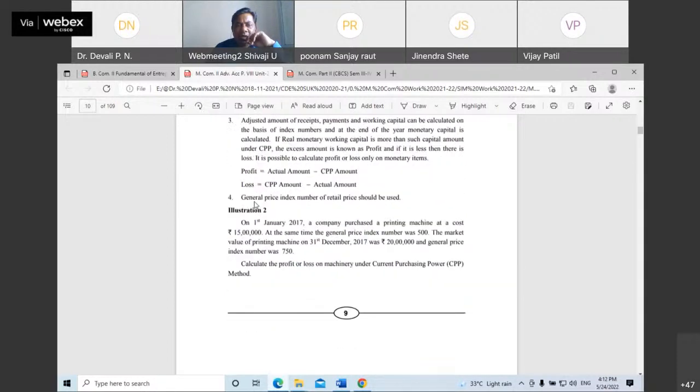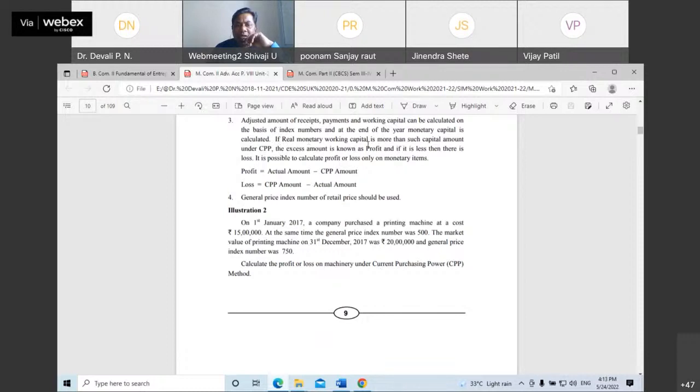Now there is another very important point under this CPP method: adjusted amount of receipts, payments, and working capital. This is about how to get the working capital, and how the payments and receipts related to the business are going to be adjusted. They can be calculated on the basis of index numbers. And at the end of the year, monetary capital is to be calculated. It means we can get how much money we have incurred in respect of the expenses and how much we have generated.